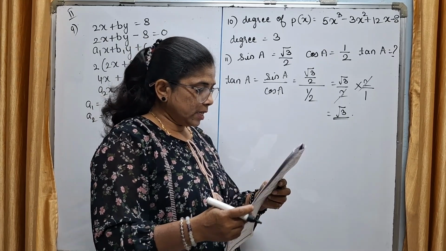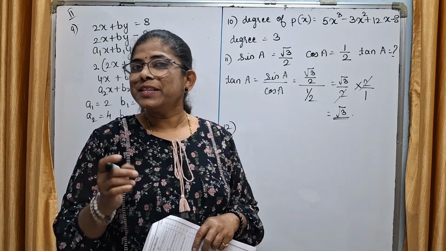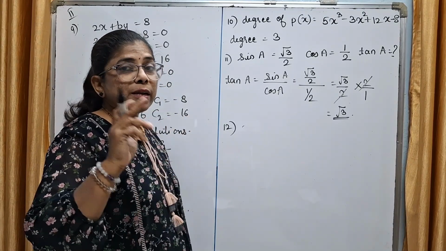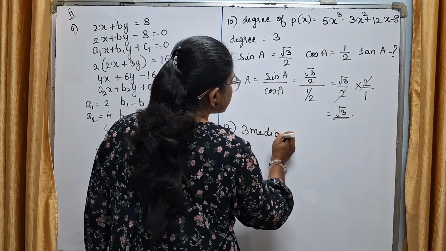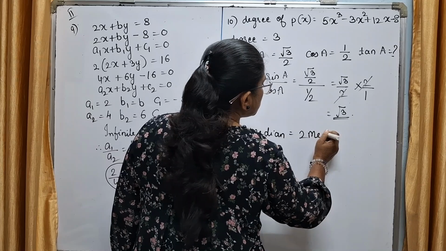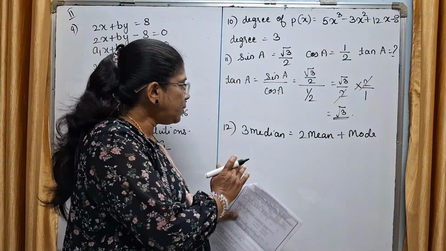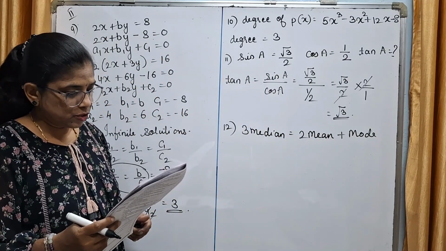Okay. Next is again a simple one. Write the empirical relationship between the three measures of central tendency, that is mean, median and mode. The empirical relationship between mean, median and mode is 3 median is equal to 2 mean plus mode. 3 median is equal to 2 mean plus mode. This is the empirical relationship.